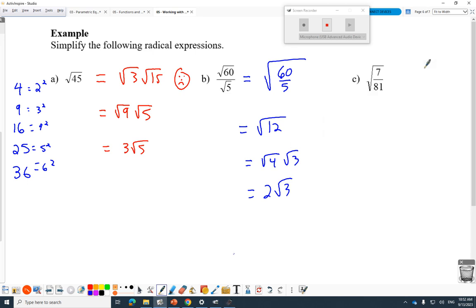Root 7 over root 81. You're not going to like this example. Get ready to not like it. This one, I combined the fraction underneath one radical. This one, I'm going to do the opposite. I'm going to break them apart.